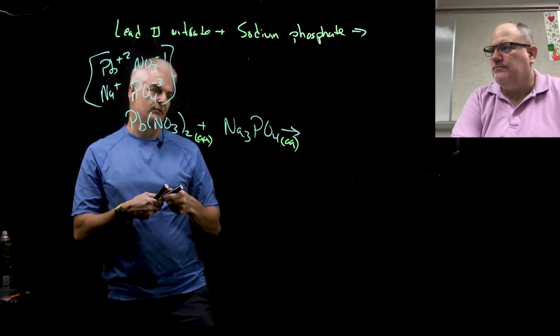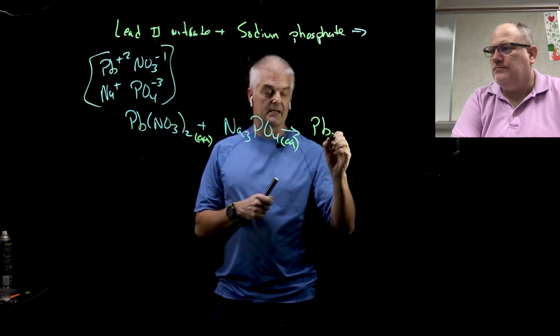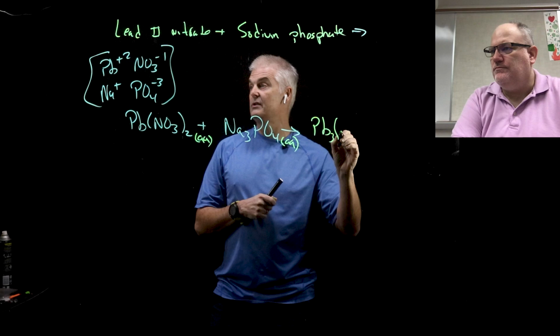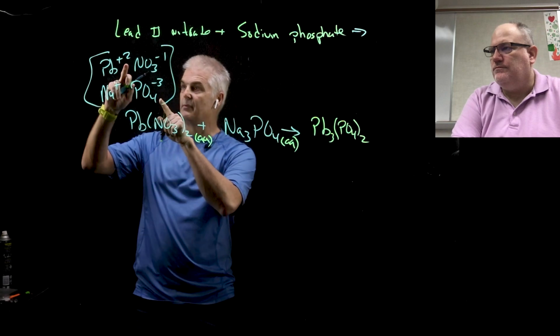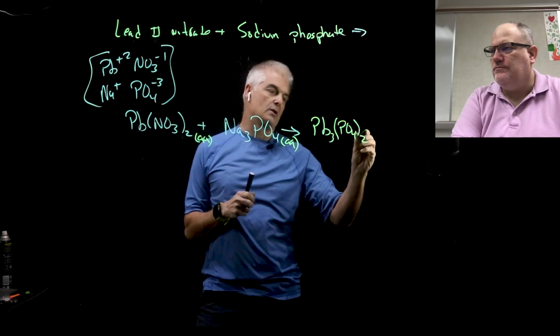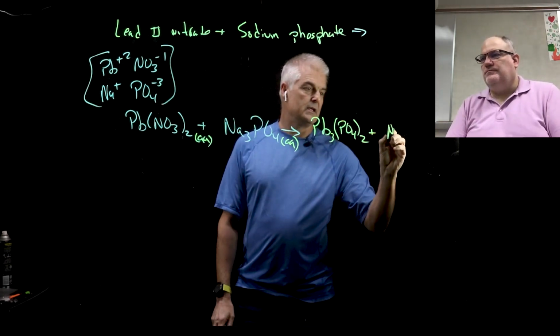Oh, that's a tricky one, isn't it? +2, -3. So that's going to be Pb3(PO4)2, because of the positive 2, negative 3, you've got to get to a 6 charge. I'm going fast, hoping you can sort of remember how to do this. And that leaves us sodium nitrate, which is NaNO3.